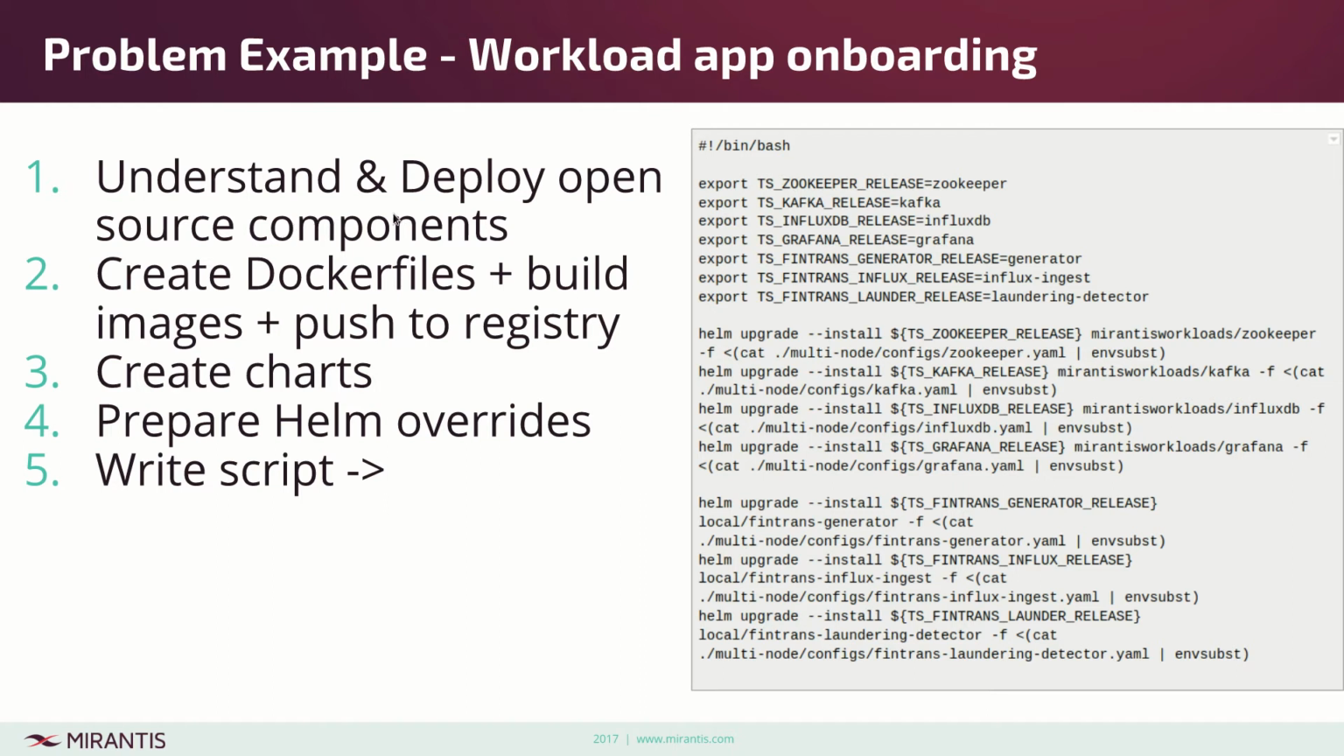First, you need to understand those open source components and the Helm charts, because each Helm chart has different syntax, different notation. Then you need to create the Docker files, build images, and push them into a registry for your specific application. Then you can create charts. Of course, you can use tools like Draft, which will help you with this to boost your Helm. But then, and this is the part I want to focus on today, you need to prepare overrides.